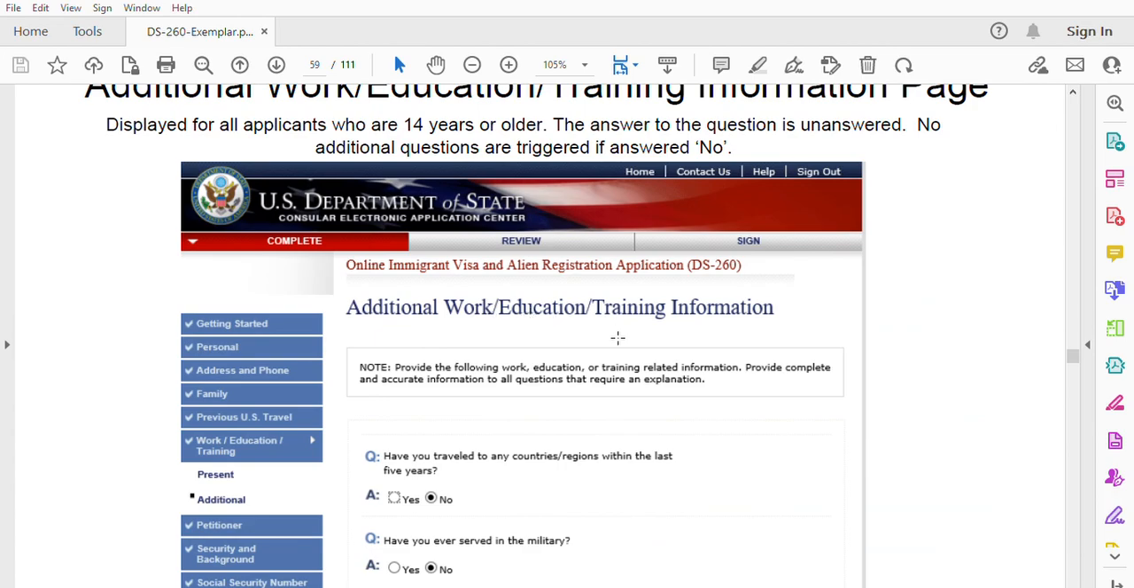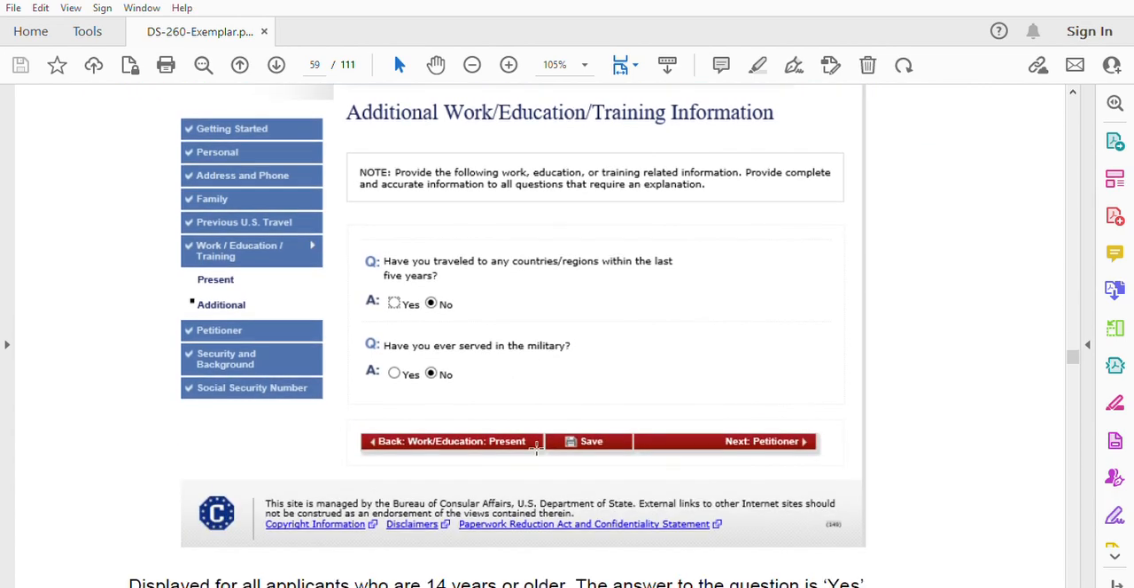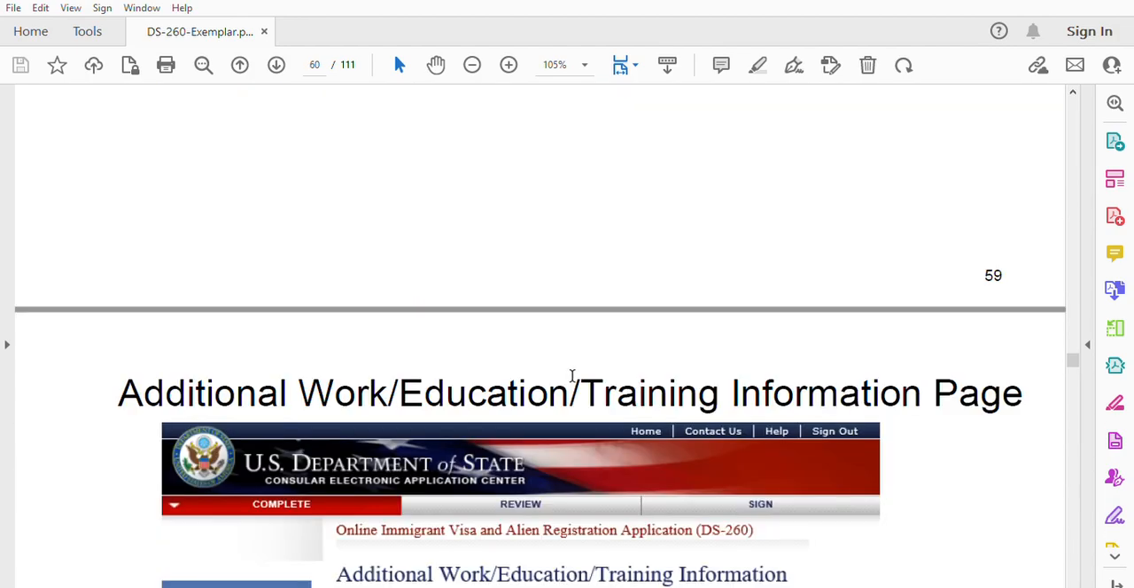Additional work, education, training information. Have you ever traveled to any countries or regions within the last 5 years? It depends on your answer right here, yes or no. If you answer no, you're good to go to the petitioner. If not, you gotta answer. If you answer yes, you gotta answer where did you go, where did you travel to. Have you ever served in the military? It depends on your answer here as well. We're gonna go to the next page.